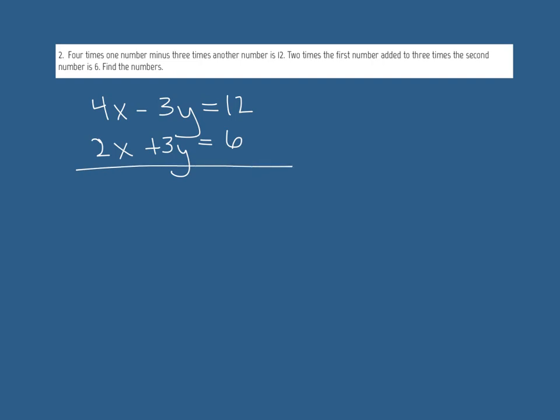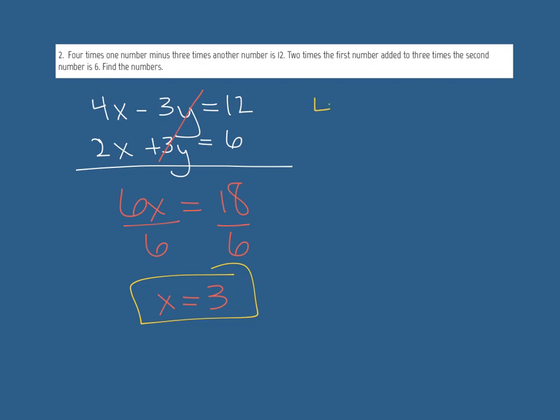When I combine, my y's would be eliminated because I've got negative 3y plus 3y, so that's eliminated. So I'm left with 4x plus 2x is 6x. 12 plus 6 is 18. So all I have to do to solve for x is divide by 6, and I get x equals 3. Then I'm going to take what x equals, 3, and plug it into one of the equations. I'm just going to do it with the first one. It does not matter which one you plug it into.